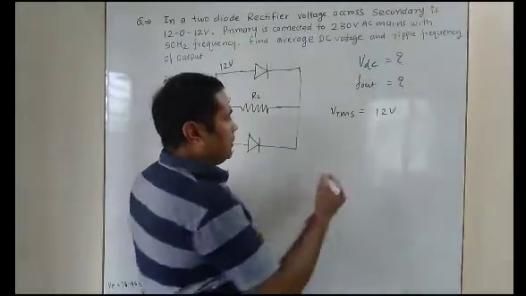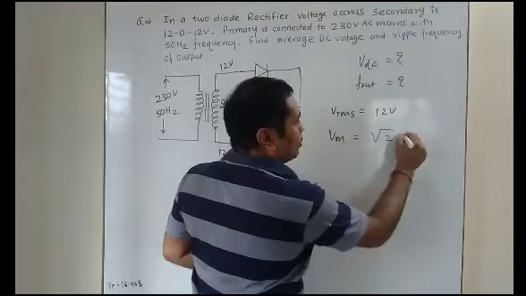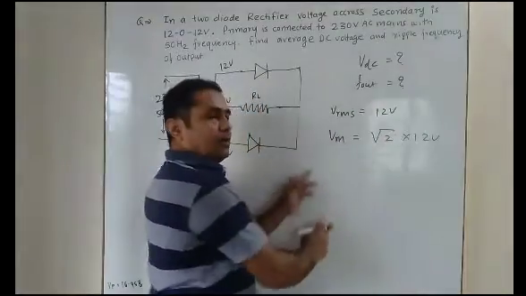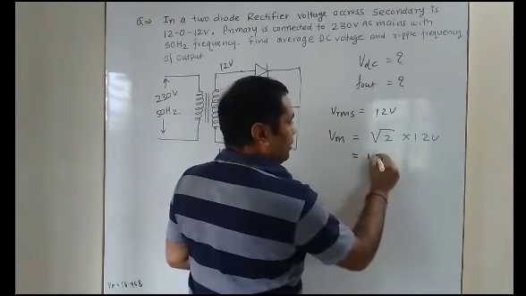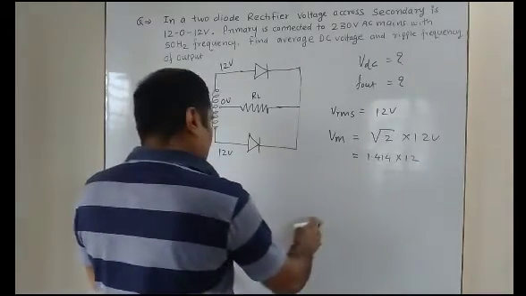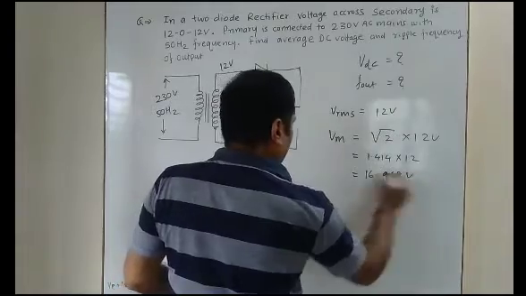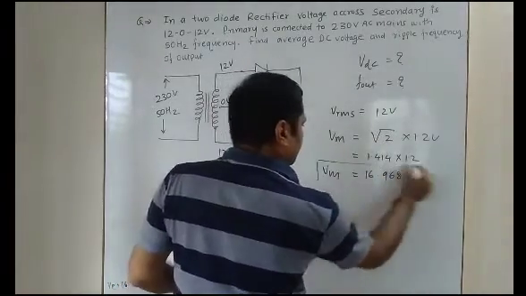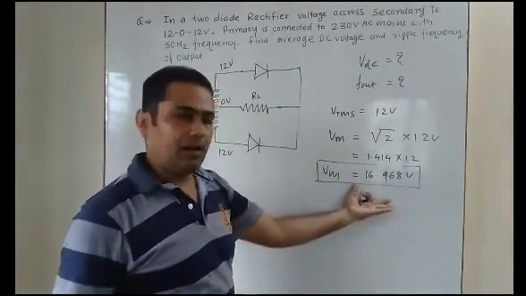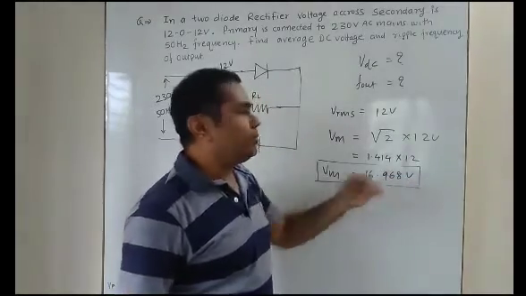For this, it can be converted into the max value by multiplying by root 2. So VRMS multiplied by root 2 will give the max value. Root 2 is 1.414, multiplied by 12. So it is found to be 16.968 volt. I have already multiplied it and I remember the number, so that is why it is 16.968 volt. So this is your max value.